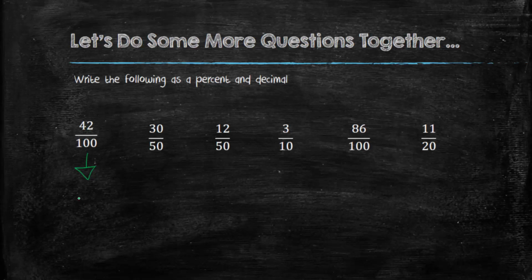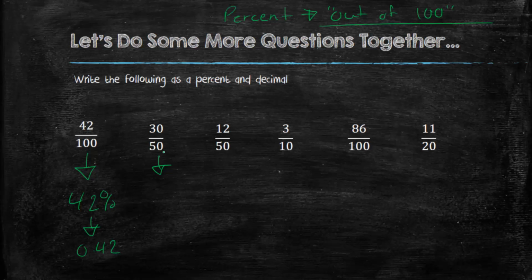Pretty easy. 42 out of 100, well, that's 42%. How do we know that? Well, remember what percent means, right? So percent means out of 100. So that's what percent means. So 42 out of 100 is literally 42%, and decimal 0.42.